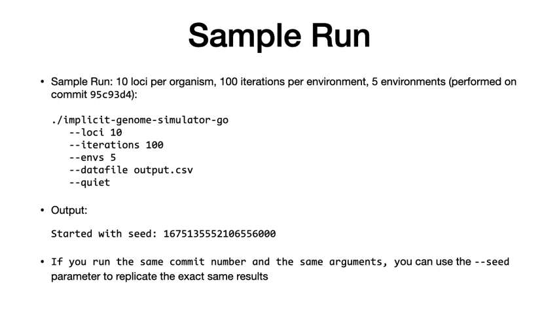The output just says, here's the seed I started with. If I run with the same number and the same arguments, I can add in a dash dash seed parameter with the given seed, and I can replicate the exact same results. This will run pretty quickly. And this is the results that you get.